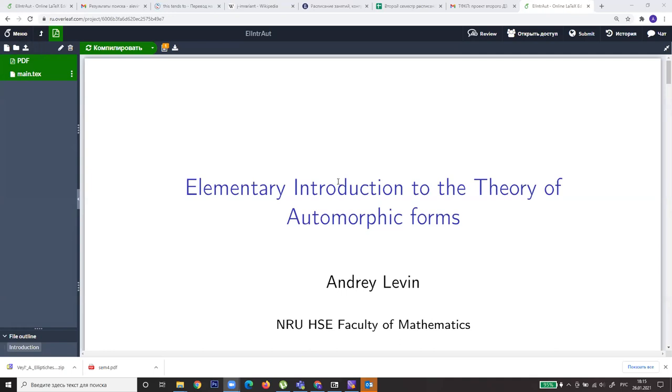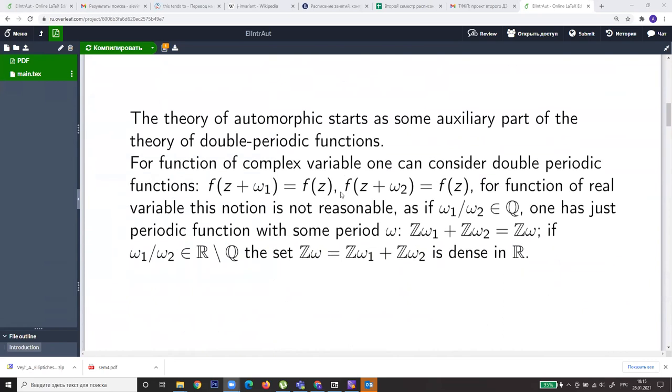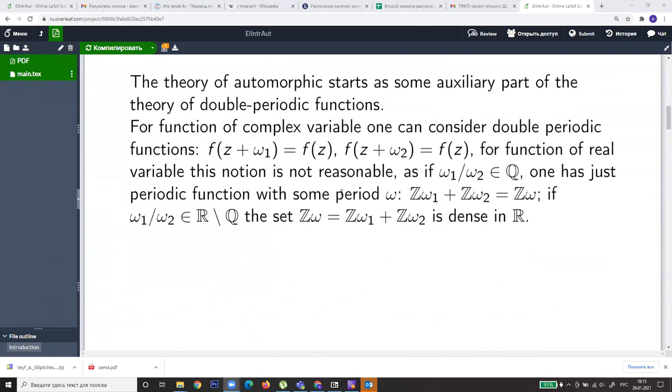Yes. Okay, nice. So the theory of automorphic functions starts as some rather auxiliary part of the theory of double periodic functions. I hope that everybody knows what periodic functions of a real variable are, and this is a rather important class of functions. In contrast with the real case, for functions of complex variables, it is reasonable to think about double periodic functions. So they are invariant with respect to two shifts.